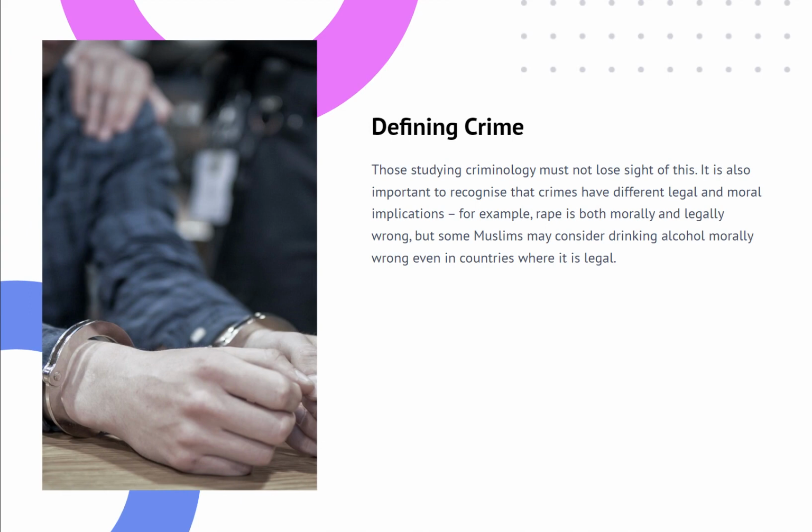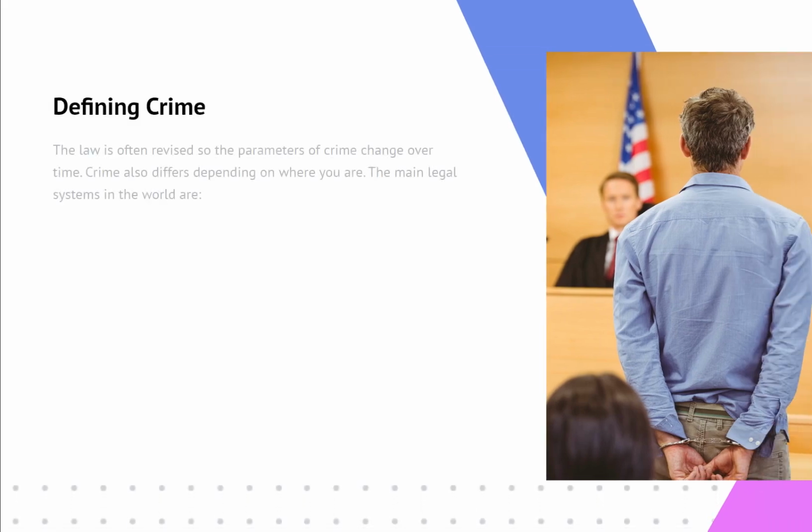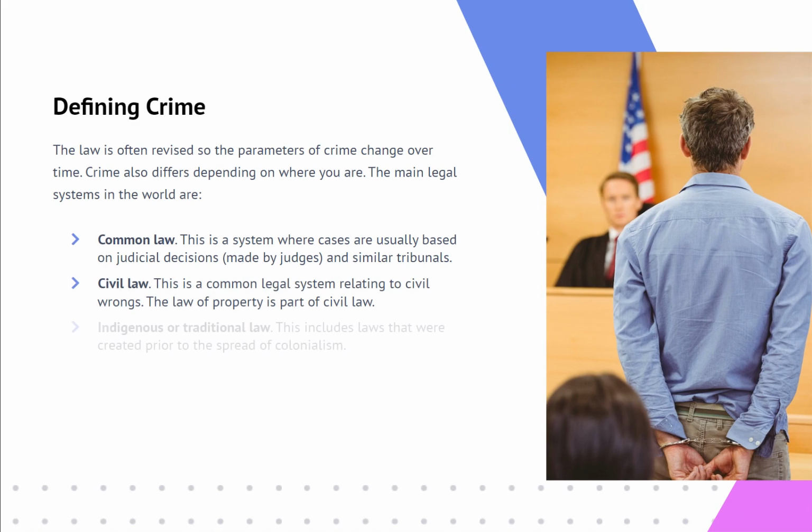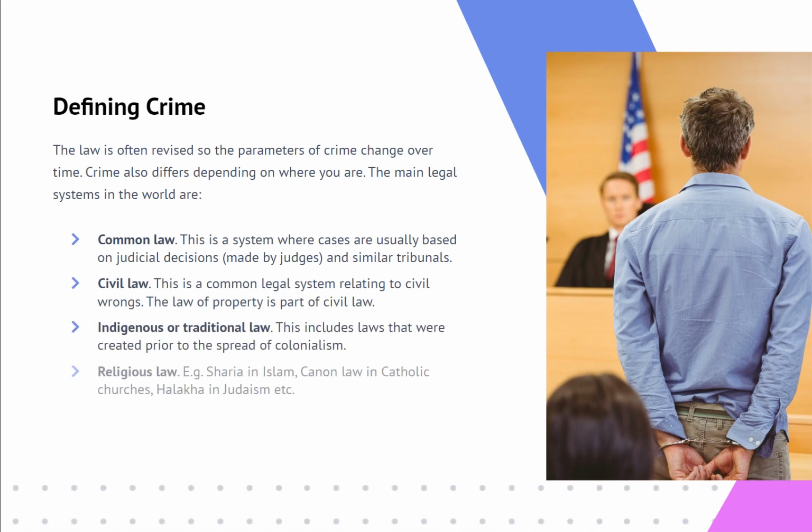It is also important to recognize that crimes have different legal and moral implications. For example, rape is both morally and legally wrong, but some Muslims may consider drinking alcohol morally wrong, even in countries where it is legal. The law is often revised, so the parameters of crime change over time. Crime also differs depending on where you are.